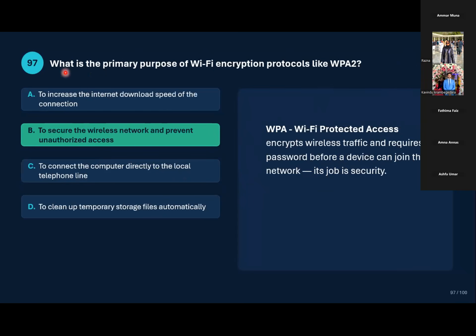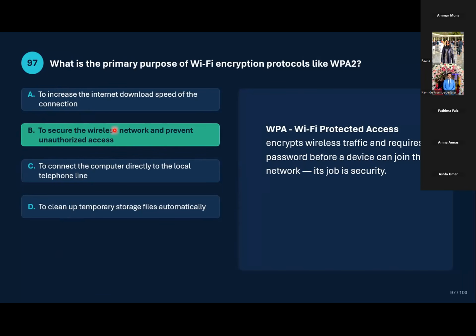And the next question is, what is the primary purpose of Wi-Fi encryption protocols like WPA2? WPA stands for Wi-Fi Protected Access. So this means it encrypts the wireless traffic and it requires a password before a device can join the network. So its job is security. So if we see the answers here, B is the answer.